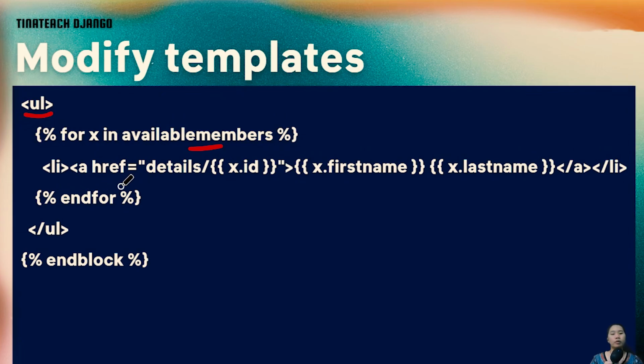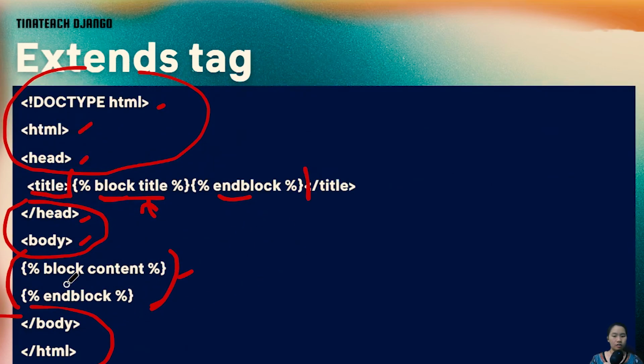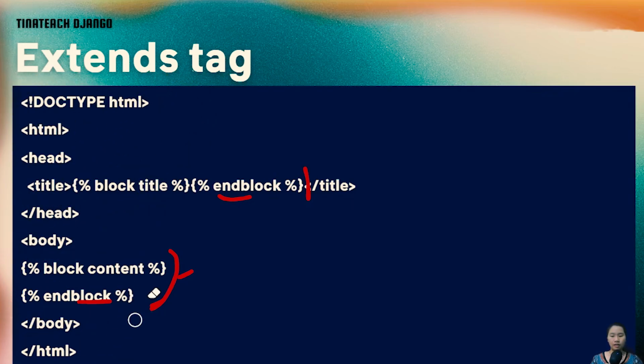If you remember, we have this code in the old version of this file. A href details, right? x.id, first name and last name, and endfor, and then end block, okay? Just the same thing that you see here, block content and end block. Now I'm going to erase this so we can have a clearer look at this file. Block title and block content and end block.